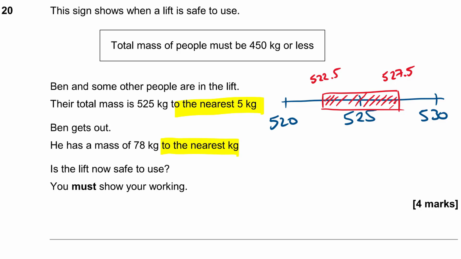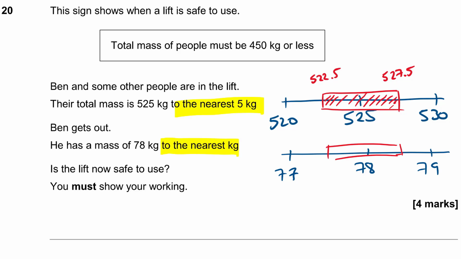For the other measurement I've given, the measurement of Ben, we know his weight is 78 kilos to the nearest kilo. So marking my scale one above at 79 and one below at 77, and using the same thinking, we know the numbers closest to 78 round to 78. So the lower bound is going to be 77.5 and the upper bound is going to be 78.5, and anything in between is going to round to 78.